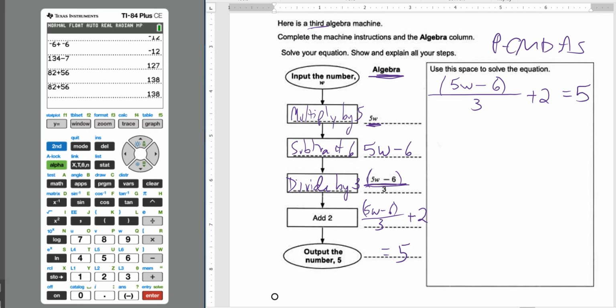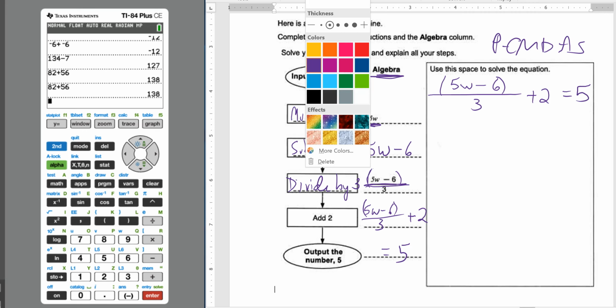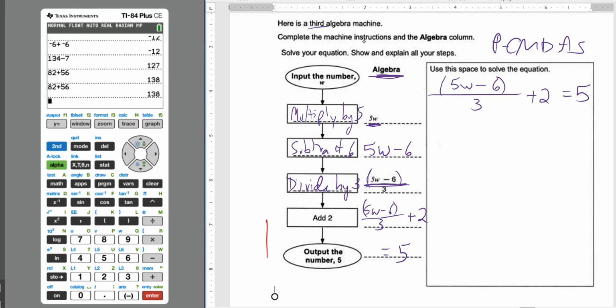Okay, so now that we need to solve it, we're going to take a look at it, of course, this way first, and then as a formal equation. So if we started with 5, the opposite of adding 2 would be 5 minus 2 and give us 3. Okay, then from this 3, the inverse of dividing by 3 would be to multiply by 3, which would give us 9.